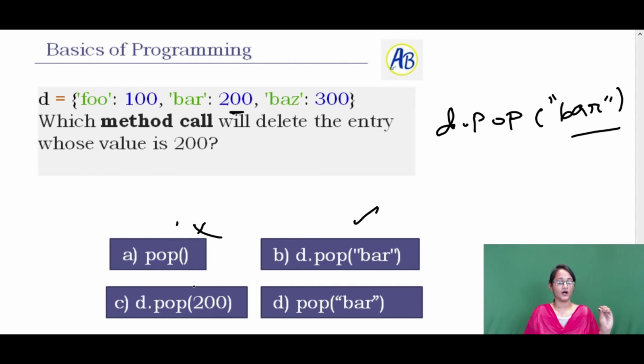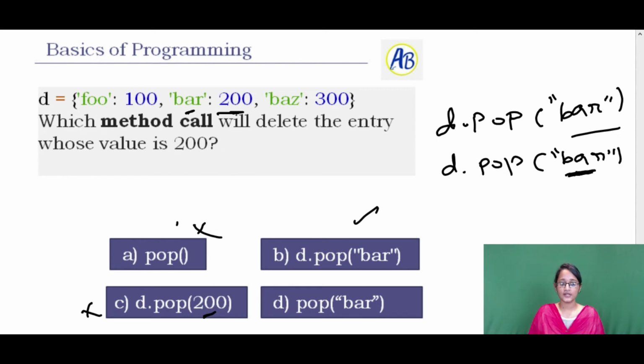We cannot insert the key values here. D dot pop 200 is a wrong option. If you would like to delete this value 200, for this you can give D dot pop with the corresponding key, bar. If you insert here the corresponding key, it will delete the corresponding value for bar.